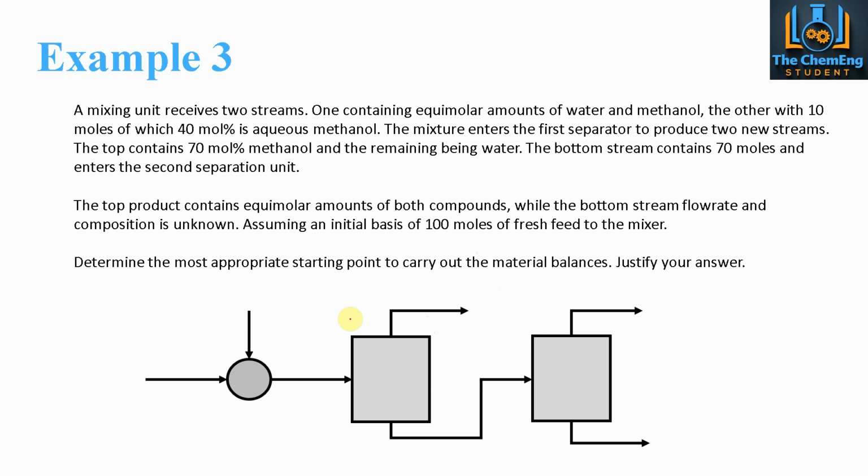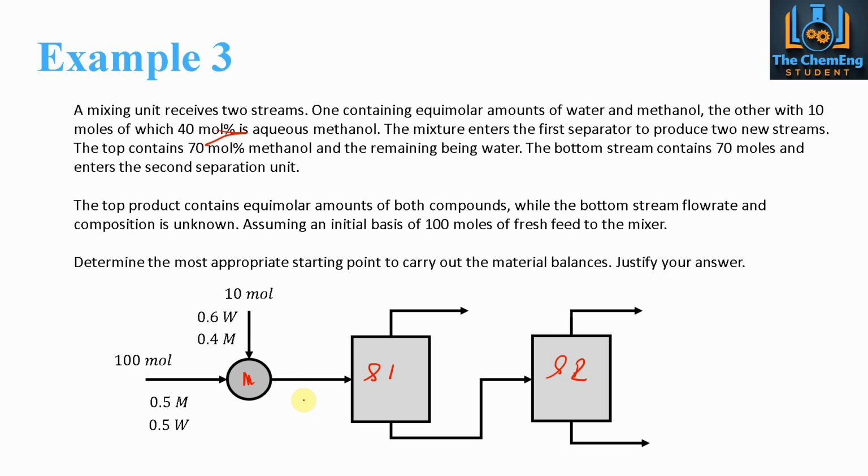So let's highlight the schematic here. We have our mixer, so we can call this M. This is separation unit 1 and this is separation unit 2. So what we'll do is we'll go back through the information and start to annotate our schematic. We know that we have a basis of 100 moles of fresh feed to the mixer, and that has equimolar amounts. So we have 0.5 for methanol and 0.5 for water. Now the other stream here is 10 moles, and that has 40% methanol and 60% water. So that is at this point.